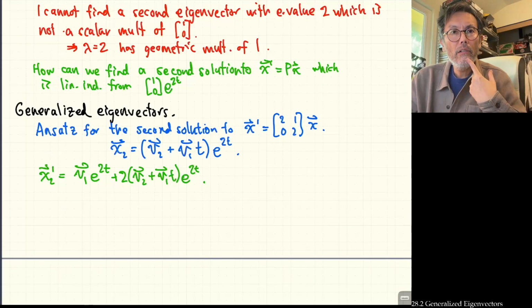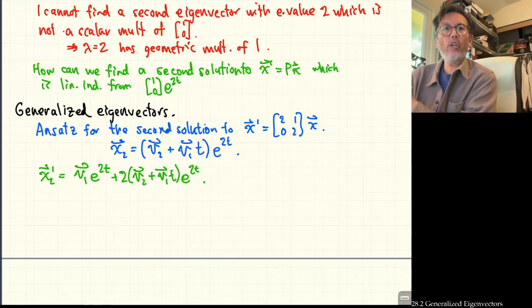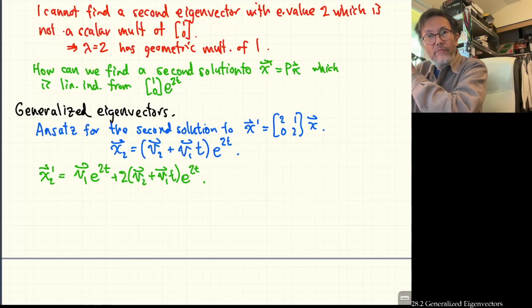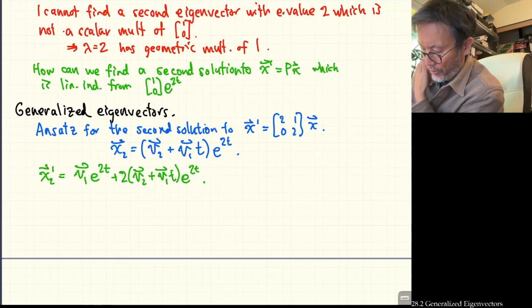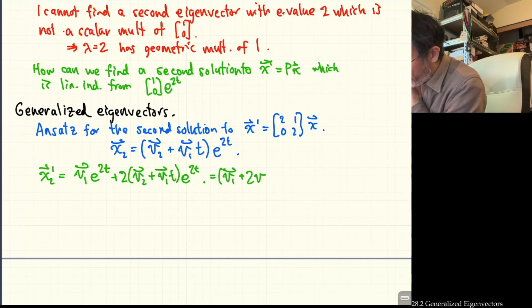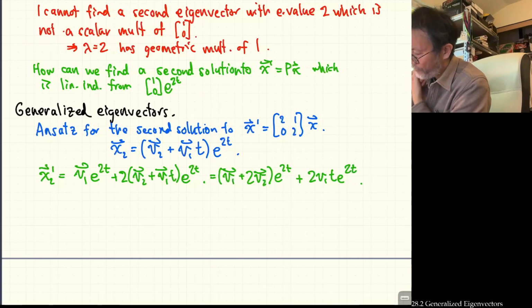Now, I can simplify this, and I want to do that because I want to see the terms that involve e to the 2t only versus the terms that involve t e to the 2t. So I'm going to do that simplification. I can rewrite this as v1 plus 2v2 times e to the 2t plus 2v1 t e to the 2t. Hopefully you see how I did that.